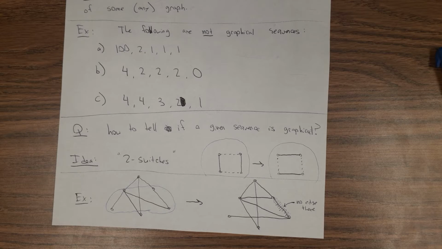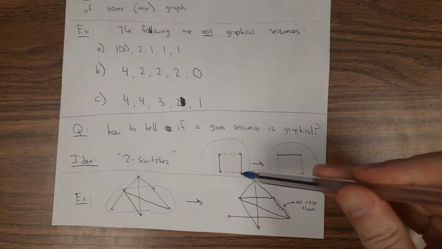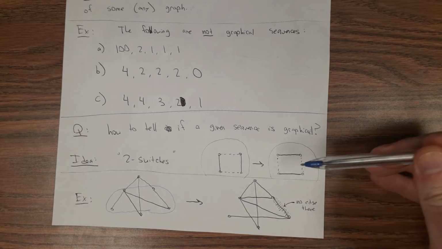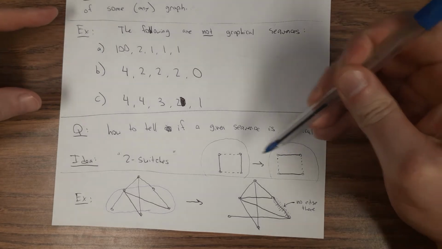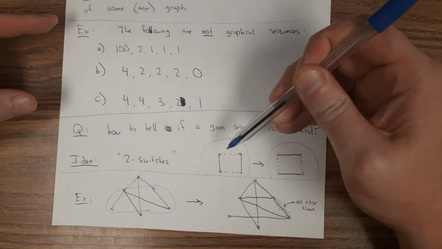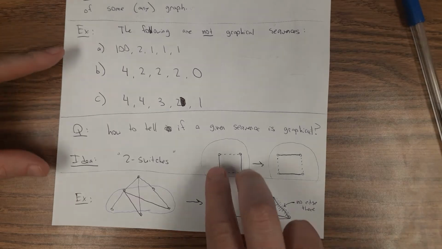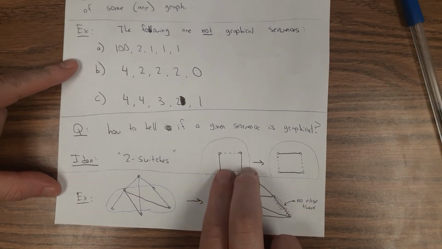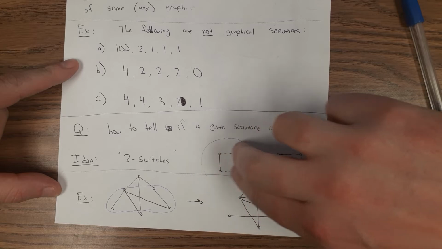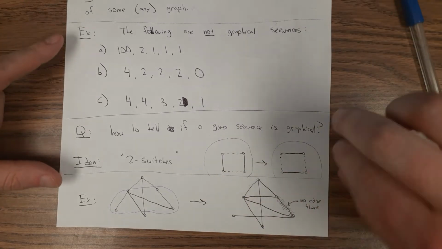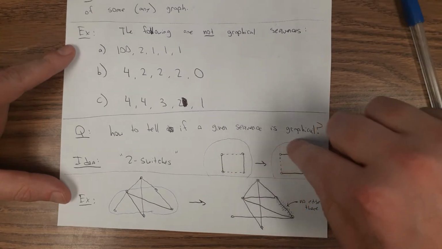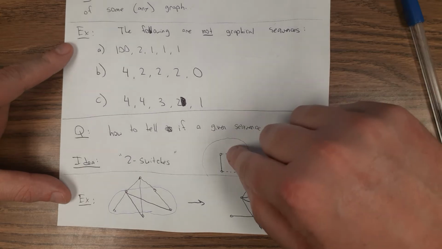Of course, I could now do another two-switch to get another graph. So you can do sequences of two-switches. By the way, if I did a two-switch and then I did it again, I would get back the original picture. Because the important thing about a two-switch is you've got two edges that don't touch each other, and then these cross edges that are not present. And if I were to do that operation again to this, I would get back to this picture.